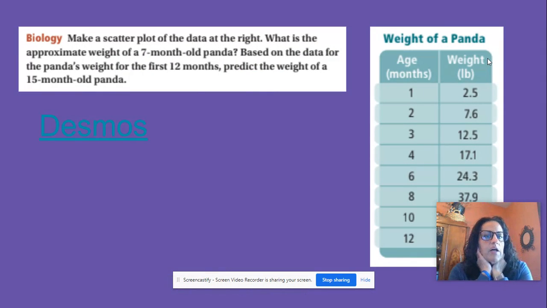We're going to make a scatter plot of the data to the right. This is the age and weight of some pandas. So let's go ahead and write that table down for me, please, because that table will come in handy, especially if we're going to be switching screens. I'm actually going to pull mine up too so that I have it to access.